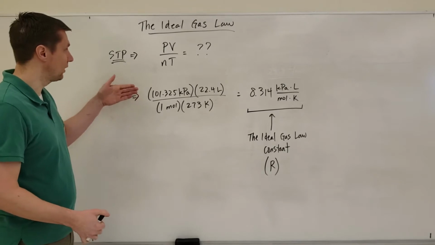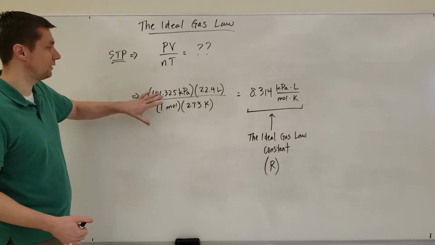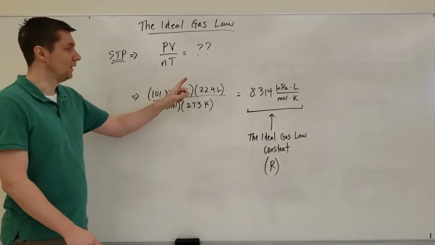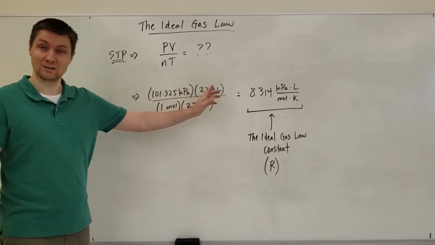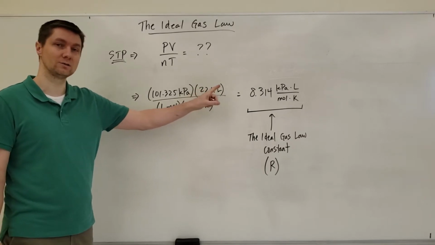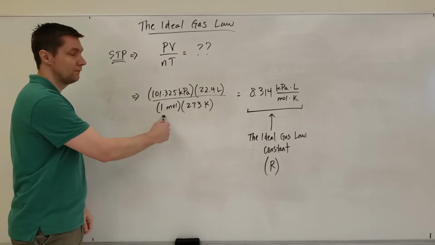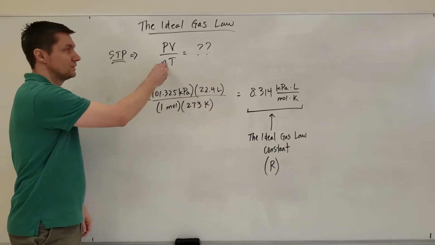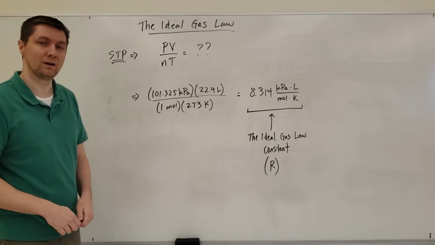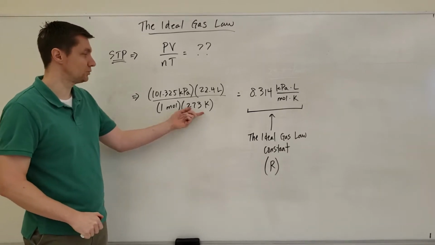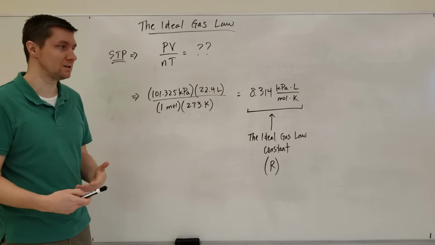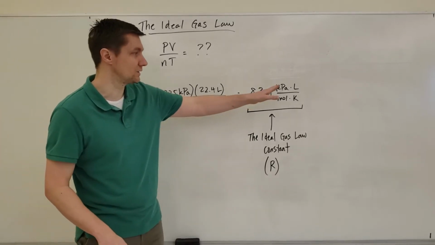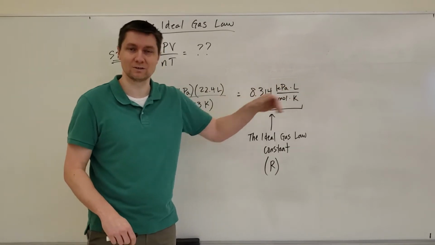So we've got our STP numbers plugged into this formula. Pressure at STP is 101.325. The volume at STP for any gas is 22.4 liters, and that's for 1 mole of that gas, right? So 22.4 liters per mole. And so you can see I stuck the mole unit down there in for N. And then the temperature is 273 Kelvin. I plug this into my calculator and I should get a number that is 8.314, and here are the units: kilopascals times liters divided by moles times Kelvin.